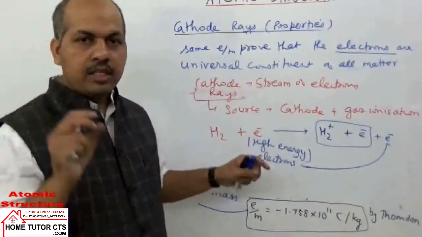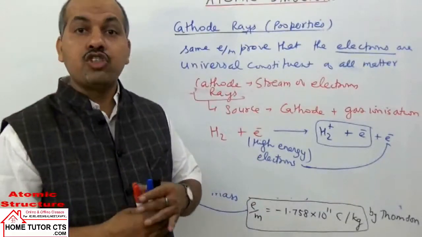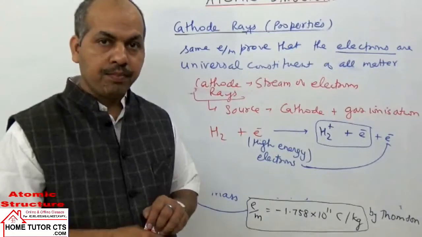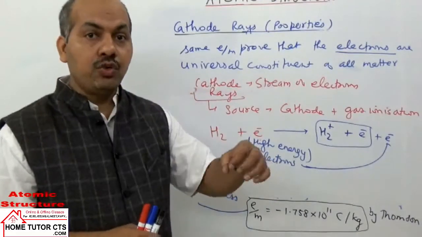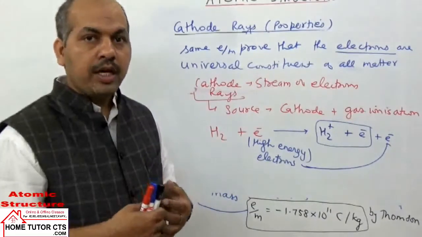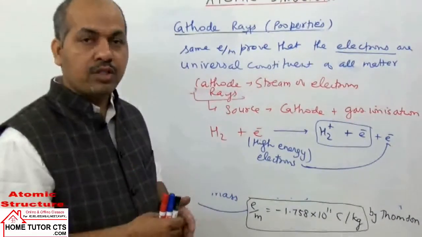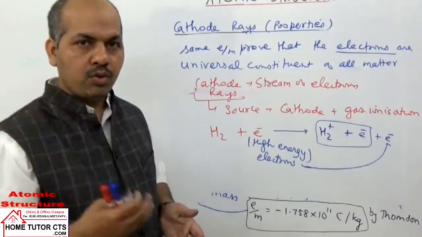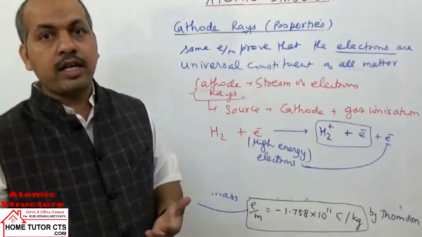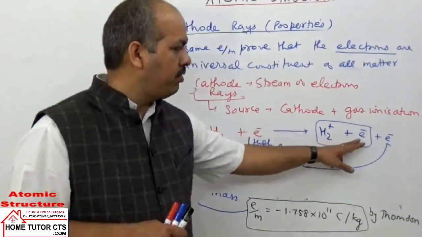You see, these high energy electrons, when they strike the hydrogen gas molecules or other gas molecules, will supply energy to the electrons in the atoms, and the electrons will gain energy and can overcome the attraction force of the nucleus and come out. Or first the molecule can break to form atoms, and then electrons come out of the atom. In any way, I am just writing in a simplified way.